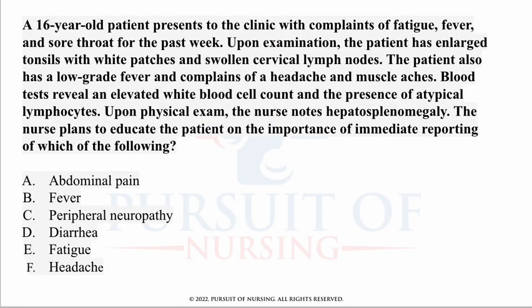Classic multiple choice physiological integrity. A 16-year-old patient presents to the clinic with complaints of fatigue, fever, and sore throat for the past week. Upon exam, the patient has enlarged tonsils with white patches and swollen cervical lymph nodes. The patient also has a low-grade fever and complains of a headache and muscle aches. Blood tests reveal an elevated white blood cell count and the presence of atypical lymphocytes. Upon physical exam, the nurse notes hepatosplenomegaly. The nurse plans to educate the patient on the importance of immediate reporting of which of the following.